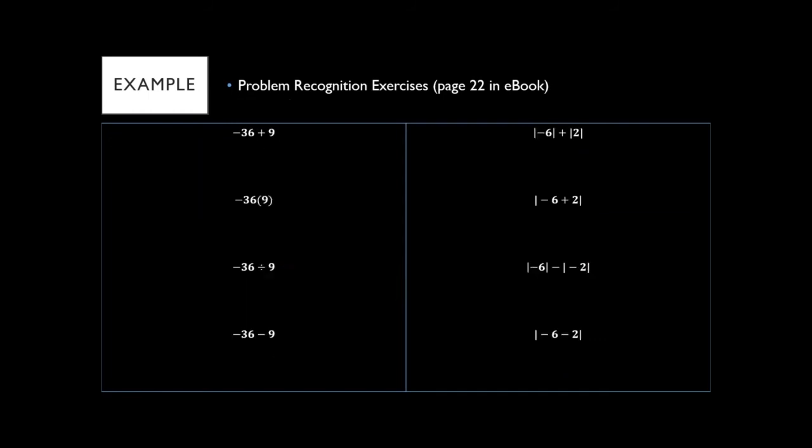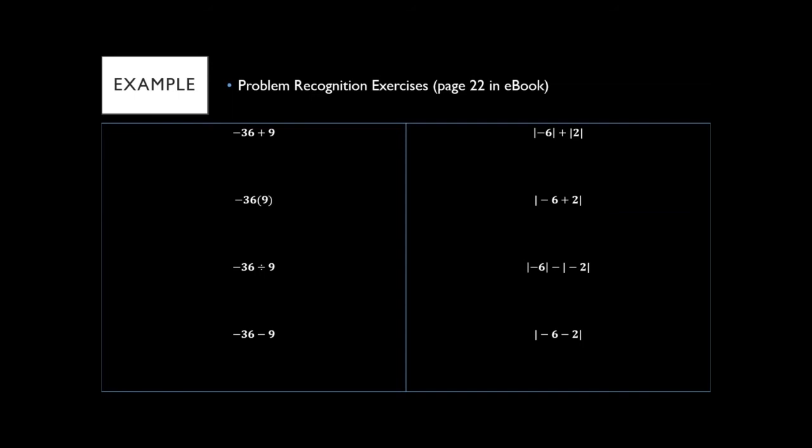Okay. Next slide, and this is my last slide of examples. So we'll do the ones on the left, and then we'll do the ones involving the absolute value, because those are usually pretty tricky for people. So top left here, I'll go top to bottom. We have negative 36 plus 9.